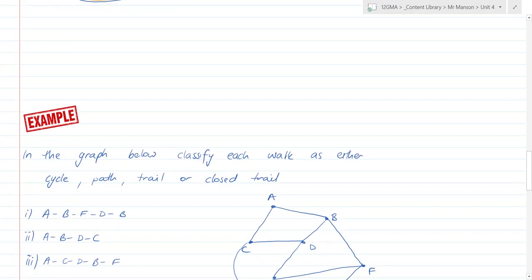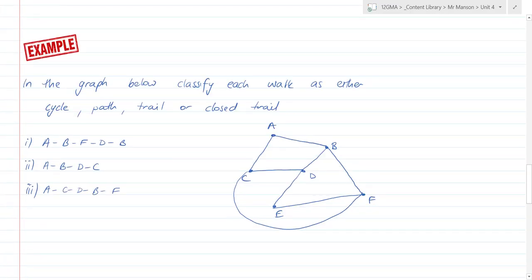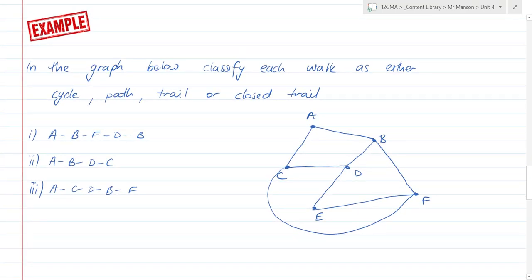Another example, and that's it then. In the graph below, classify each walk as either cycle, path, trail or closed trail. So none of them are just walks. A cycle is a closed path, don't forget. So I've basically got path, trail, closed path, closed trail. Are any of those closed? Why are none of them closed? They don't go back to the same vertex. They all start at A, none of them finish at A.